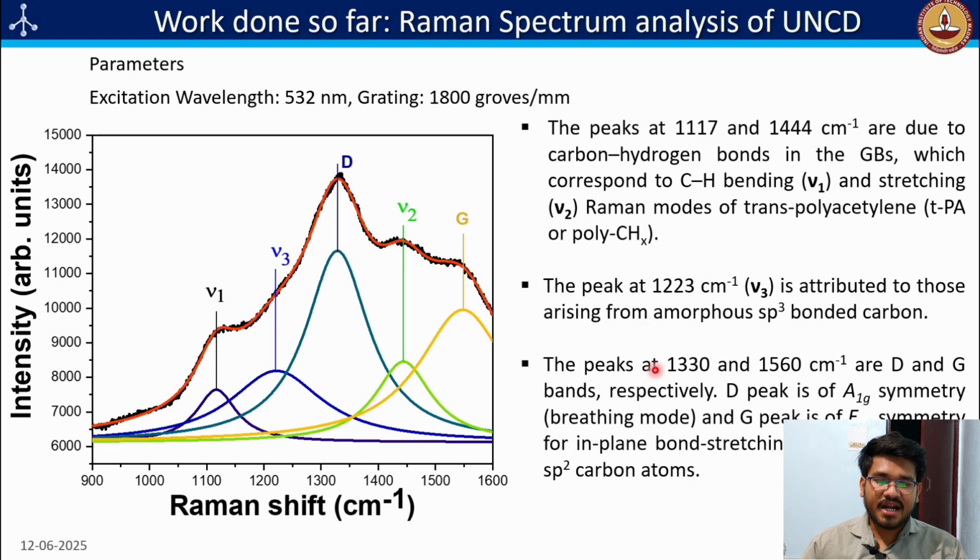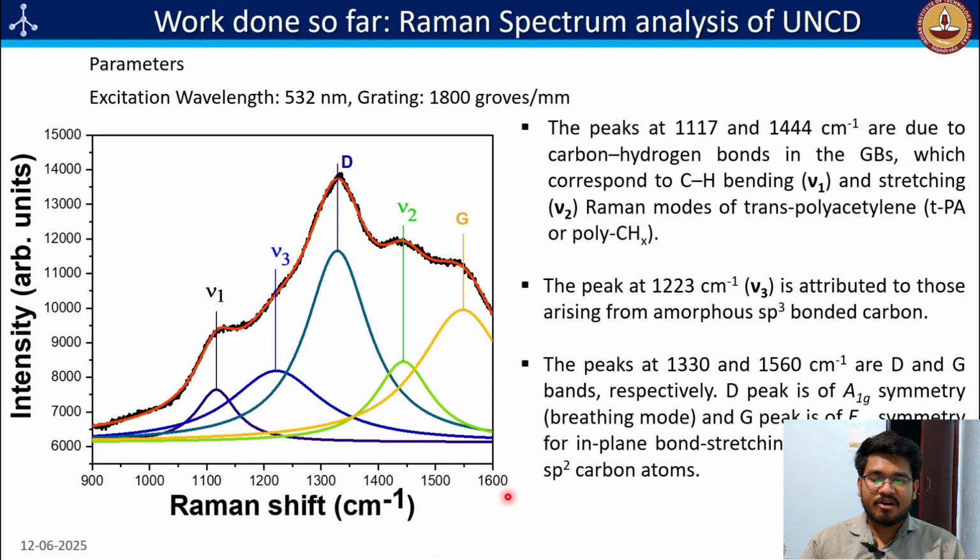Also, the peaks at 1330 and 1560 are the D and the G band. The D peak is A1g symmetry, that is some nomenclature. This is a symmetric stretching, and the G peak is E2g symmetry for in-plane bond stretching. So there will be out-of-plane vibration and there will be in-plane vibration.